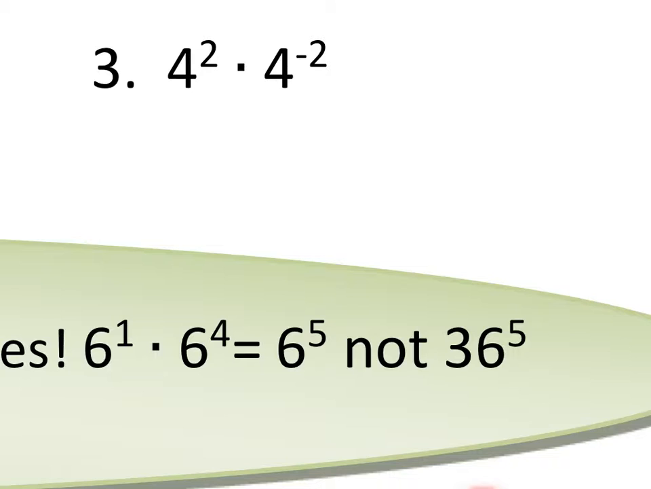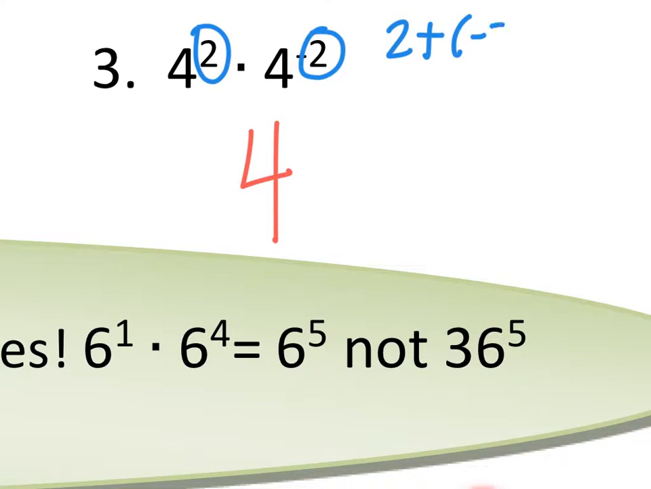What's my base? Okay, so my base is 4. I have to add my exponents. So I get 2 plus a negative 2. So what do I get? 0. That's my B answer.